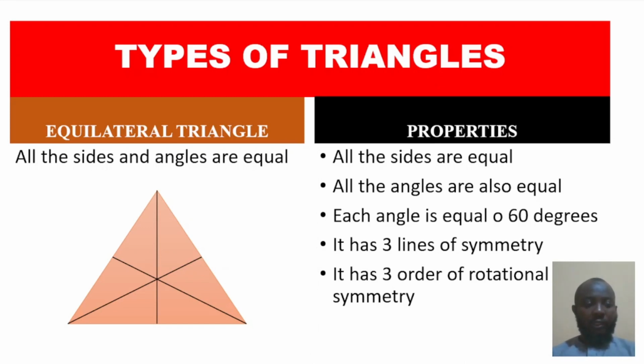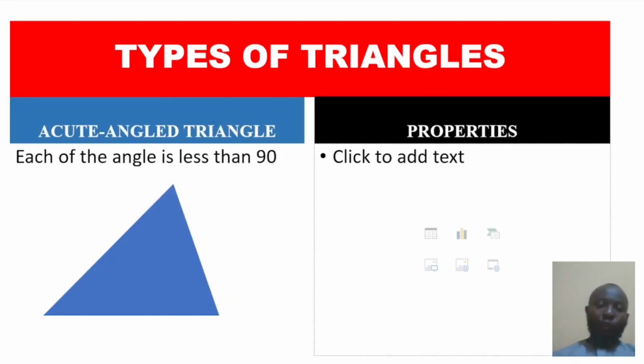We're almost done with this. So the next one is the acute angle triangle. We did acute angles in our previous videos on types of angles. An acute angle is an angle that is less than 90 degrees. So in this type of triangle, each of the angles is acute. You can see that this angle here is less than 90 degrees, the angle here is also less than 90 degrees, and this one is also less than 90 degrees. So that is why it is called an acute angle triangle.